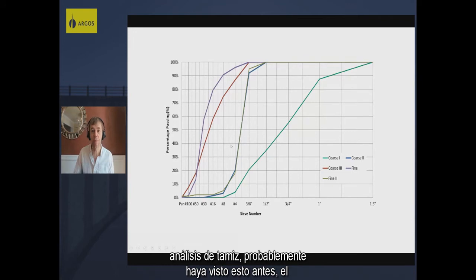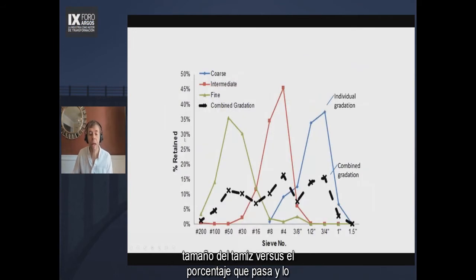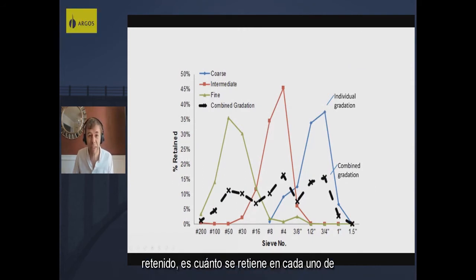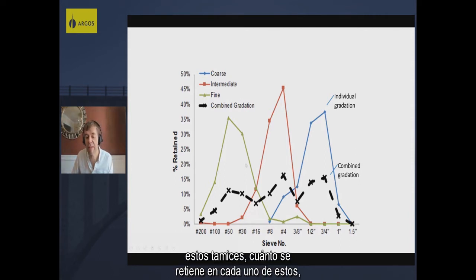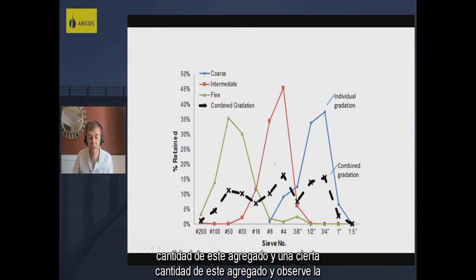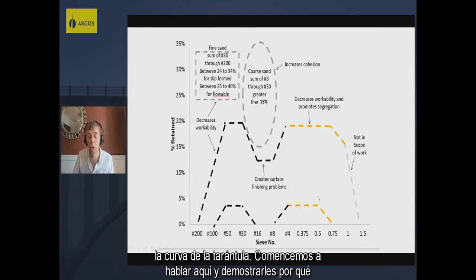Now, we're going to take these type of sieve analysis. You've probably seen these before. Sieve size versus the percent passing. And we're going to turn it into a plot or a graph that looks like this. Percent retained. It's how much is kept on each one of these sieves. So this is the individual gradation. And we're going to make a combined gradation. We're going to take a certain amount of this aggregate, a certain amount of this aggregate, and a certain amount of this aggregate, and look at the combined gradation. And that is what's going to go inside the Tarantula Curve.